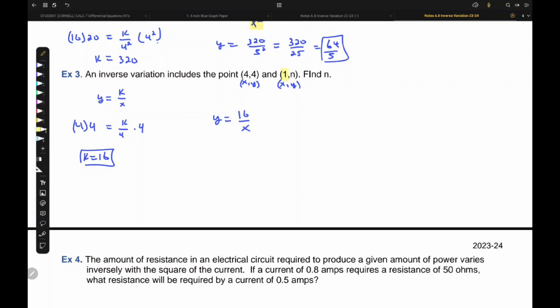Now, they're going to tell us that when x is 1, they want us to find n, which is a y value. That's a y value. Don't let the n confuse you. So y is equal to 16 over 1, which is just 16.